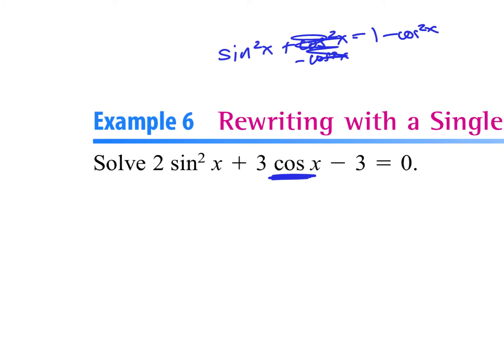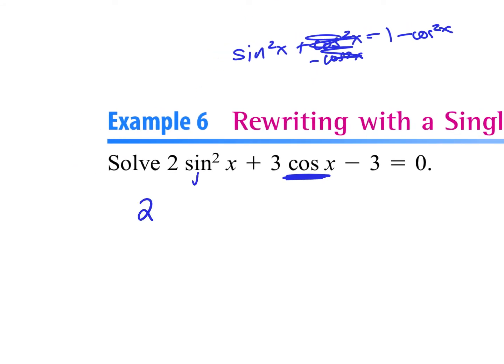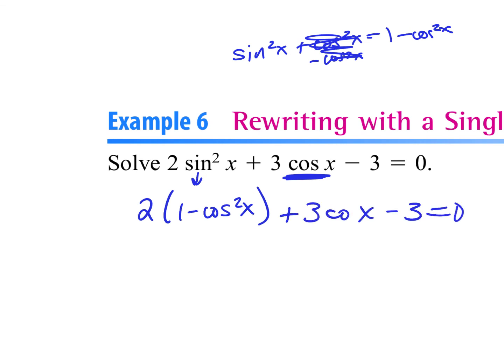Yeah. So all I'm going to do is take my 2 right there, and instead of sine squared, I'm going to write 1 minus cosine squared, and then finish the problem, plus 3 cosine x minus 3 equals 0. Whenever you are given a factoring problem that has 2 different trig functions, always look to a Pythagorean identity. You will be able to convert to the function that's to the first power.